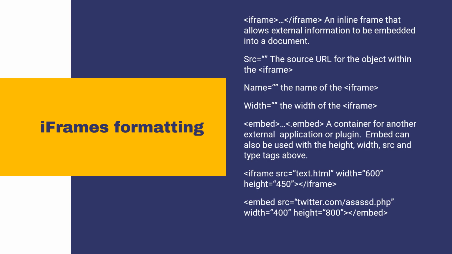So the iframe has some attributes like src, name, width. Now we have another one we call the embed. It's also part of the iframe, but it stands on its own. It's a container for another external application or plugin like the one I just said. Now the iframe can be used to link not just another website.